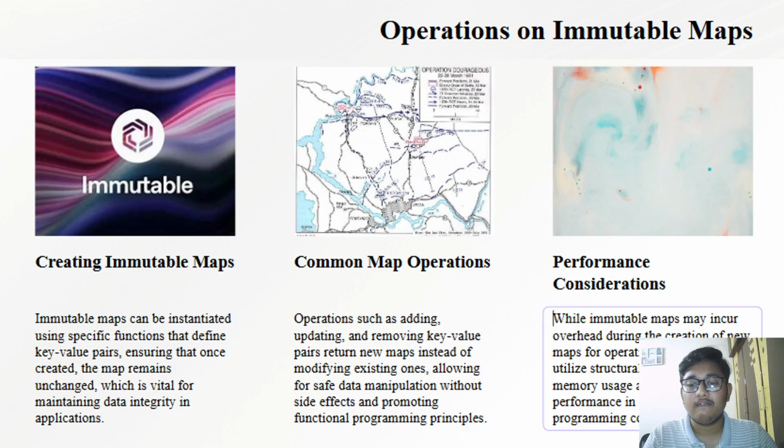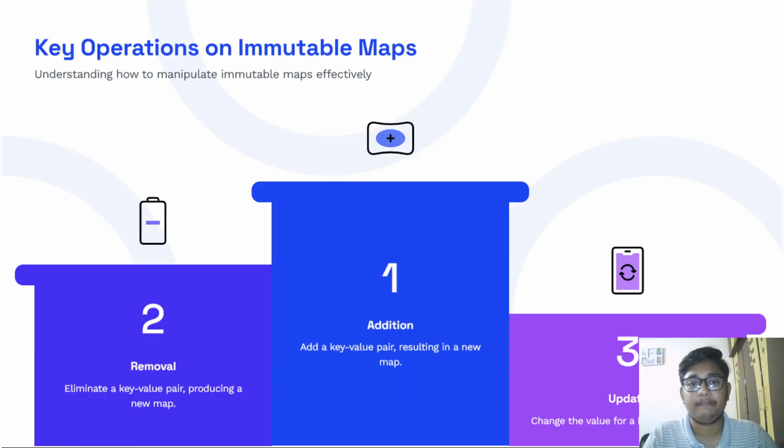Performance consideration: while immutable maps may incur overhead during the creation of a new immutable map for operations, they often utilize structural sharing to optimize memory usage.